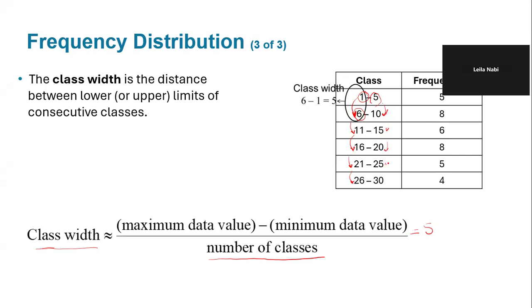After finding all the classes, we need to count how many data in the data set are between 1 to 5. After counting, we just put 5 as the number of data that exist in that class.